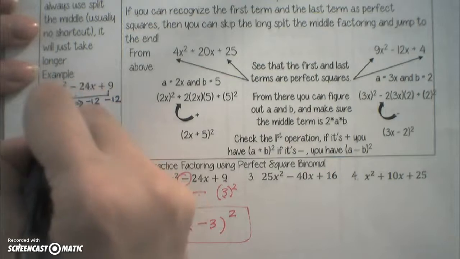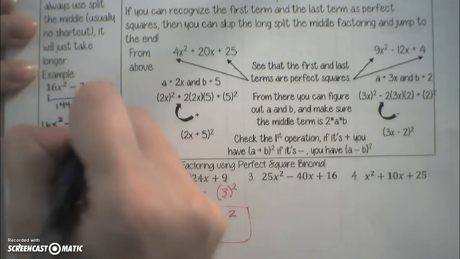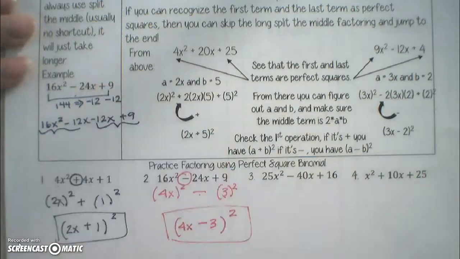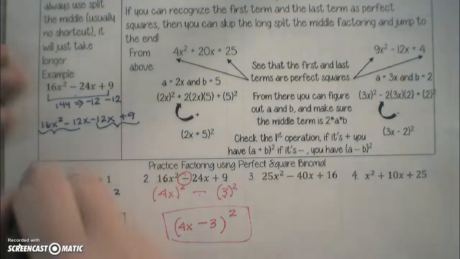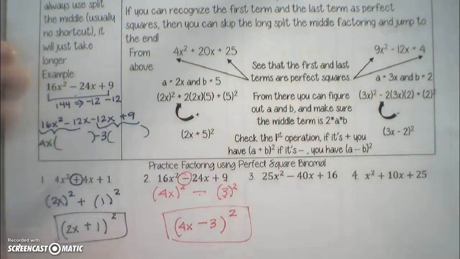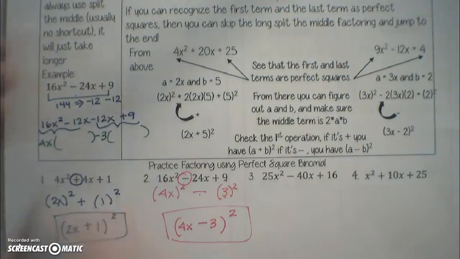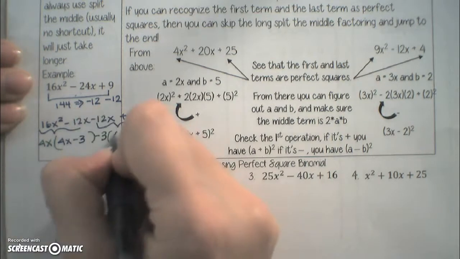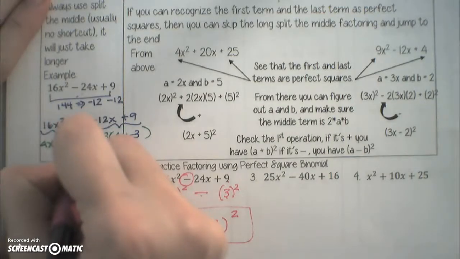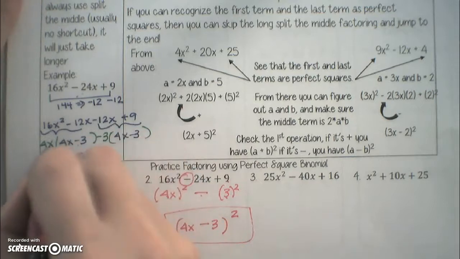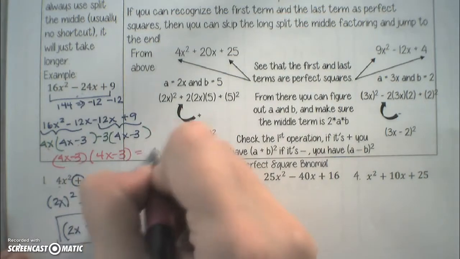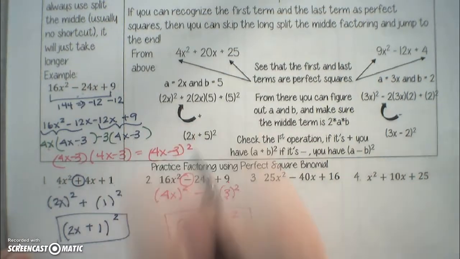So let's replace the middle, and you could either do box or grouping. I'm going to go ahead and group because I don't really have enough room to box. So the first 2, I can take out a 4x. The second 2, I can take out a negative 3. And then when I pull those out, I've got a 4x minus 3 and a 4x minus 3. So the first part of my answer, I've got a 4x minus 3 that's repeating, and my GCFs are 4x minus 3. Well, that's the same thing as 4x minus 3 squared, isn't it? And that's what I got down here.